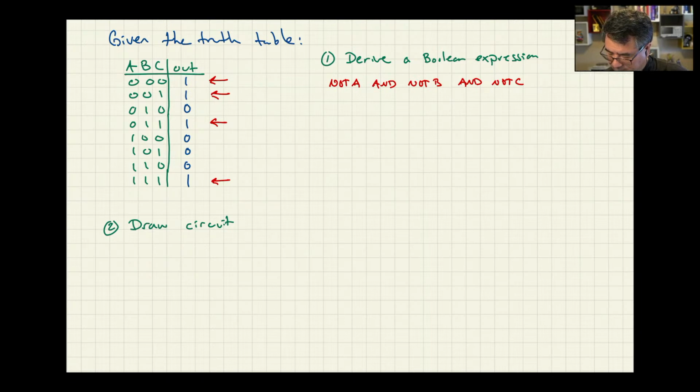For the second row, this one will be true when A is false, so we're going to write down not A, and B is false, so we'll write down not B, and C is true. We just write down C for that. So you can almost just look at the ones and zeros on the input column and write the expression over here. Everywhere where you see a 0, you put a not. Everywhere you see a 1, you just leave the input as is.